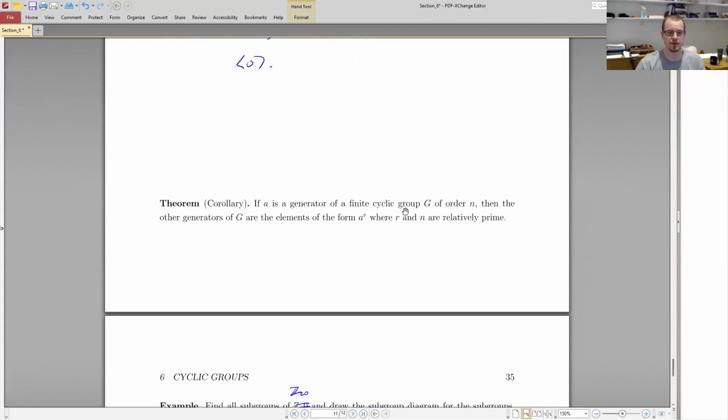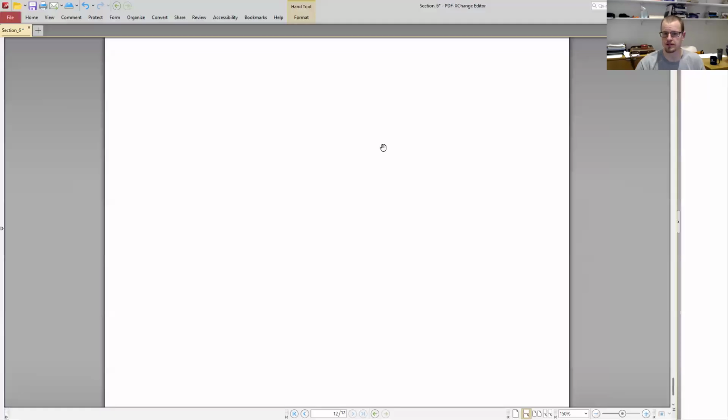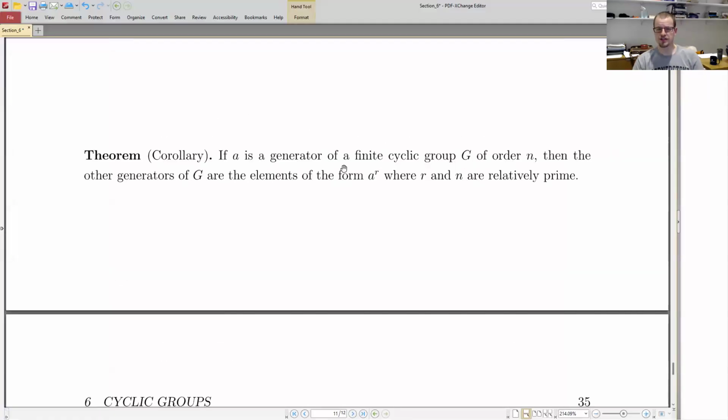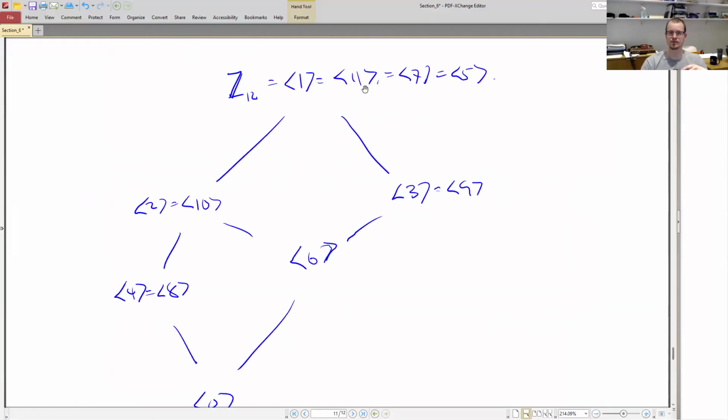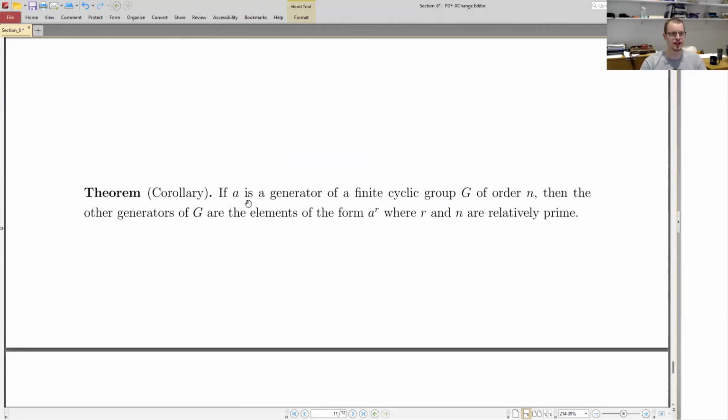That just about wraps things up for us. I'll make a comment here. Actually, might as well just append that. If A is a generator, we have actually already said this. If A is a generator of a finite cyclic group, such as 1 in the example above, then the other generators are the elements r where r and n are relatively prime. So 1 generates it, excuse me. And then we said that 5 and 12 are relatively prime, 7 and 12 are relatively prime, 11 and 12 are relatively prime. I think that was it. 1, 5, 7, 11 are all relatively prime to 12. So they all generate Z12. That's just what this is saying.